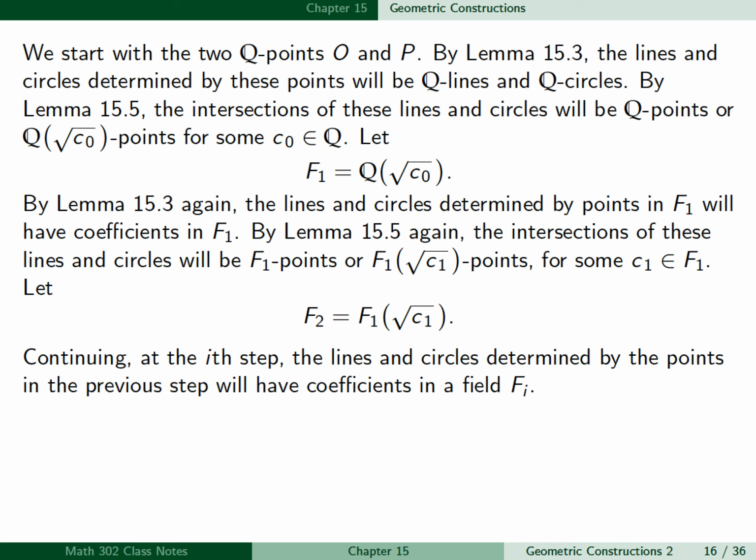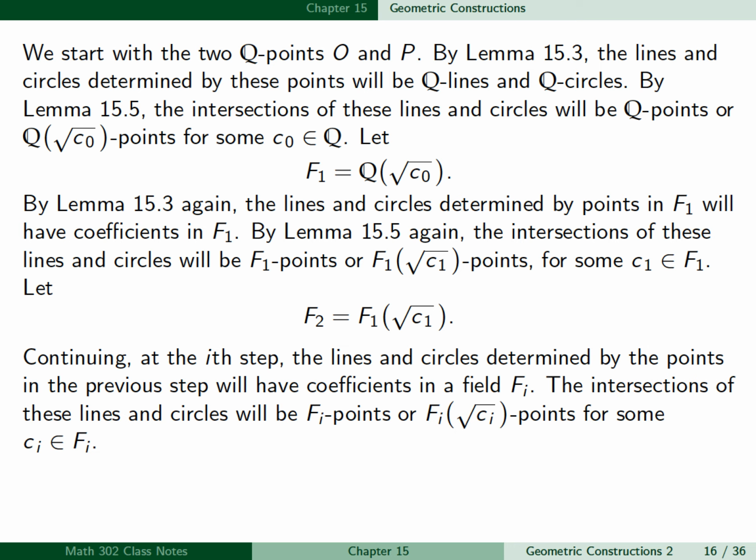Continuing, at the ith step, the lines and circles determined by the points in the previous step will have coefficients in a field F sub i, and the intersections of these lines and circles will either be F sub i points or F sub i square root of C sub i points for some C sub i in F sub i. And we'll let F sub i plus 1 be F sub i square root of C sub i.